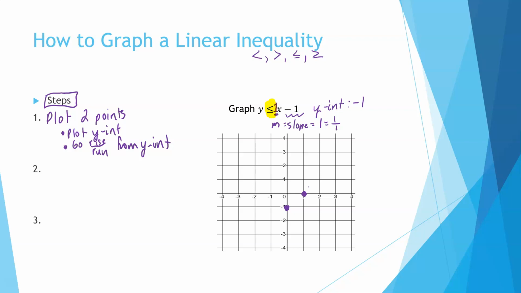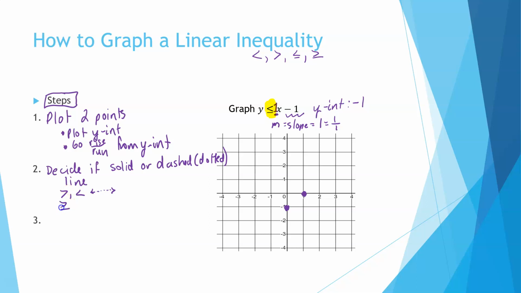Instead, my second step, as soon as it's an inequality, is to decide if it's going to be a solid or dashed line. I sometimes call it dotted, even though it's technically more dashed. Decide if it's solid or dashed line. Here's what you're looking for. If it's a greater than or less than symbol, then when you graph that line, it's going to be dashed or dotted because it's not included.